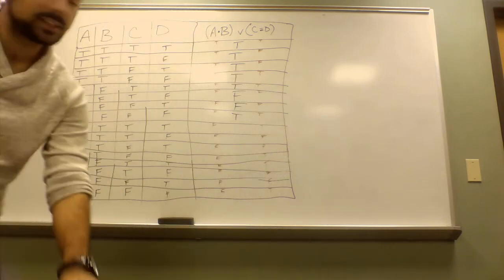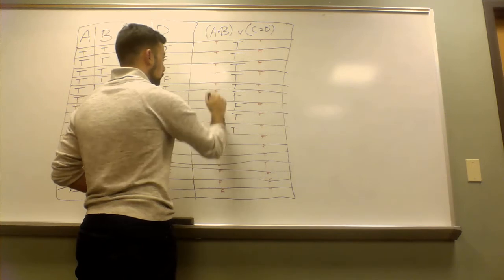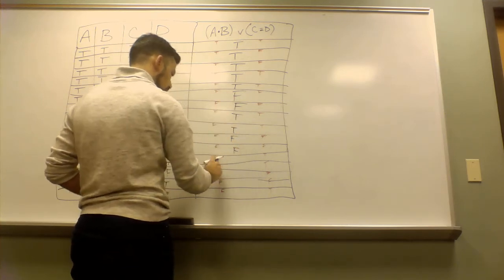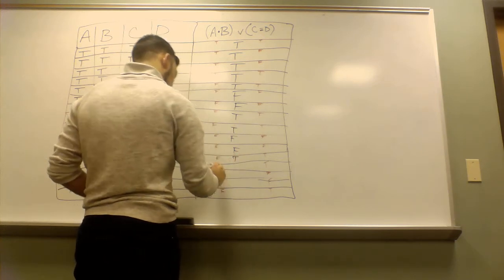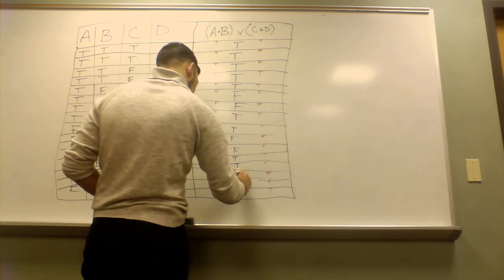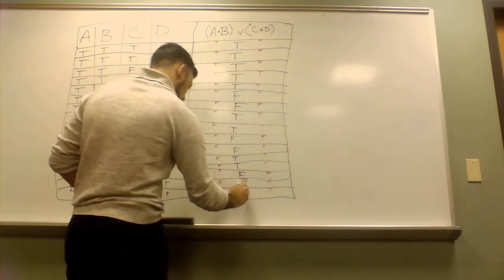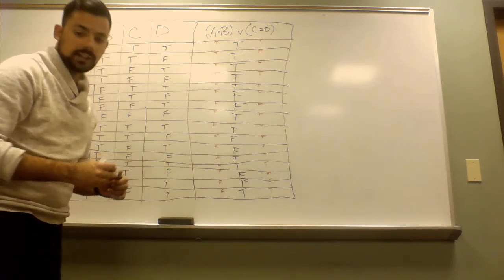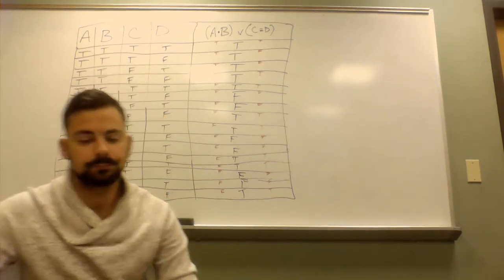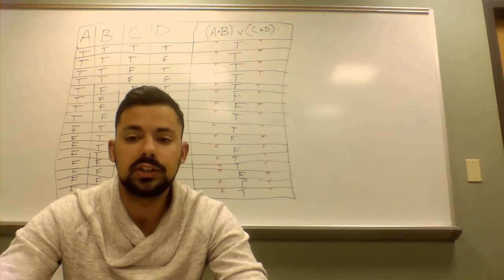Now let's go through these last 8. False or true, true. False or false, false. False or false, false. False or true, true. False or true, true. False or false, false. False or false, false. False or true, true. Okay, now that was obviously a very long one. It's intense, and it takes some time. These are tedious. These are definitely tedious.